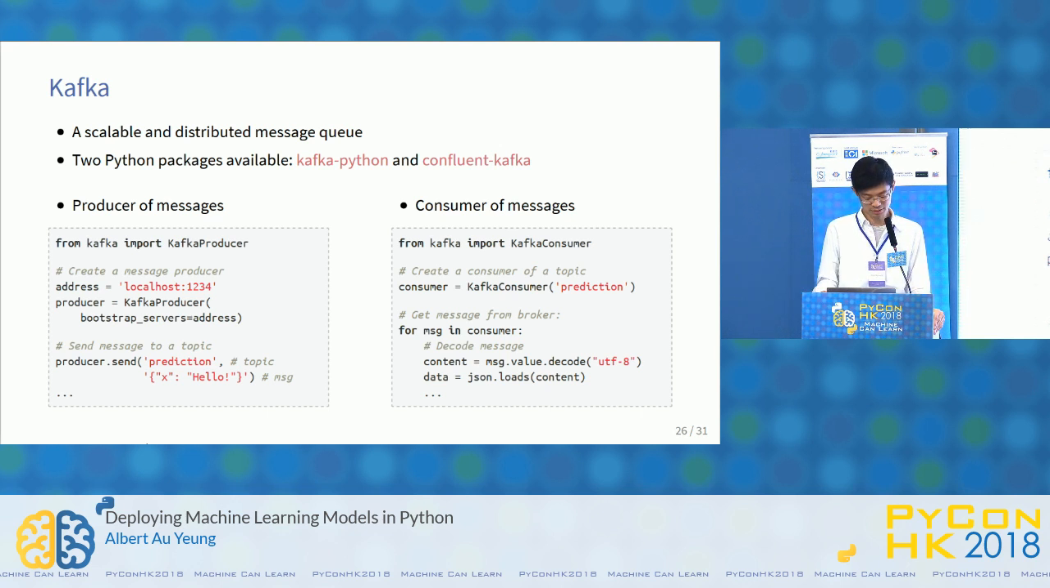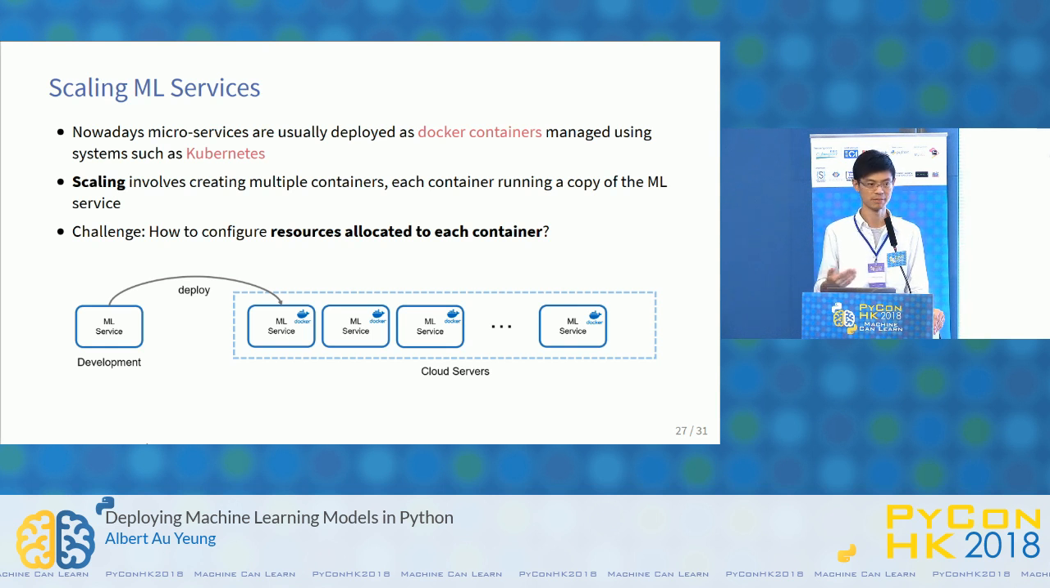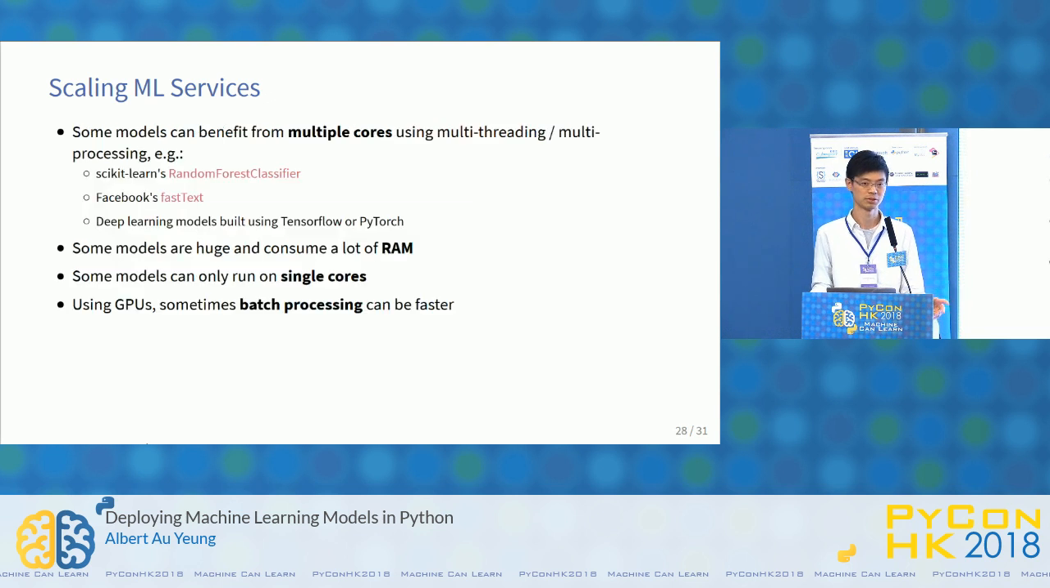The last thing I want to talk about is scaling your ML services. For example, your model might have to serve a lot of users or other services at the same time. One thing people usually do is use Docker and then Kubernetes to manage all their Docker containers. One thing we want to stress is that when we deploy a machine learning model, it can be a challenge to allocate resources to each Docker container, because some of the models can make use of multi-cores on your computer, like sklearn's random forest classifier, Facebook's fasttext, or if you use TensorFlow and PyTorch, they are inherently multi-threading and multi-processing.